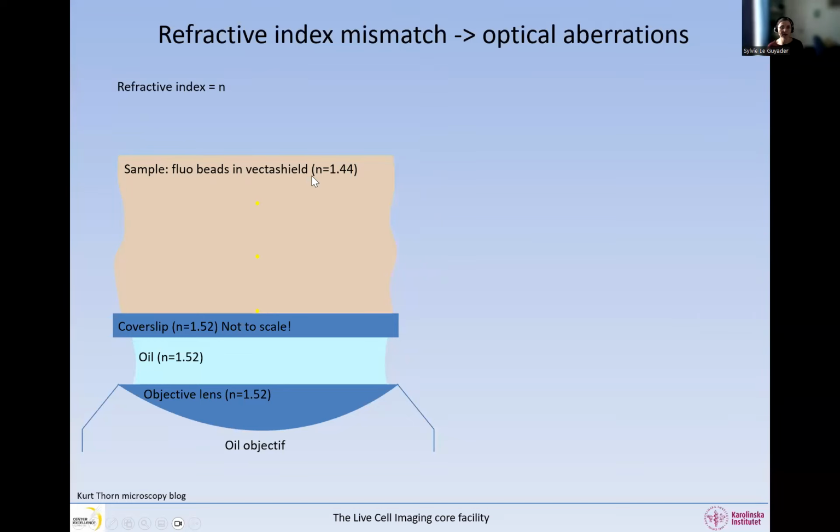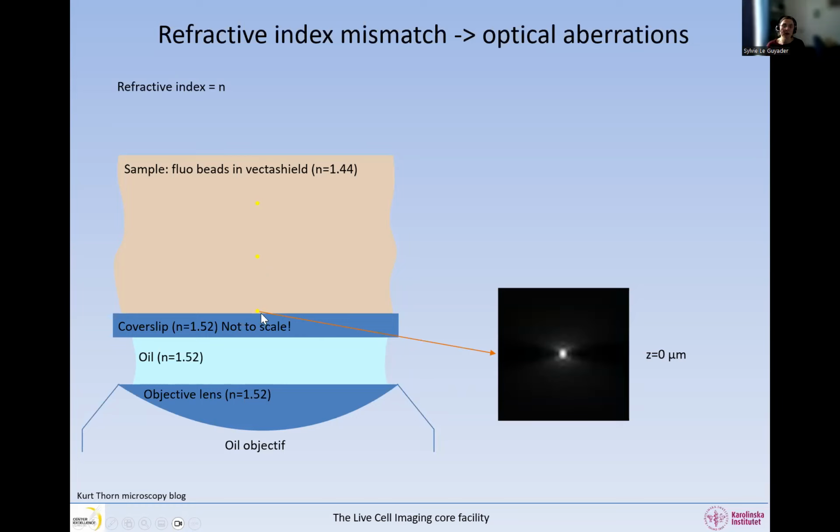So vector shield is a mounting medium, and it has a refractive index of 1.44. And I remind you that this little n is the way refractive index are abbreviated. So n, the refractive index of vector shield is 1.44, of glass 1.52, oil, same thing. And the lens here is also made of glass, so it's also the same. So here in this vector shield, we have 3 fluorescent beads, and one of them is stuck on the cover slip and the others are further away inside.